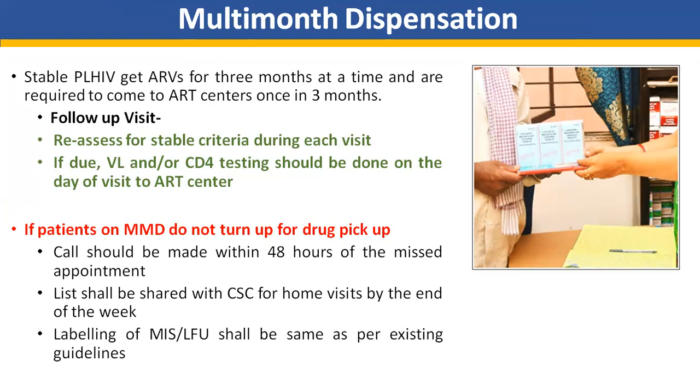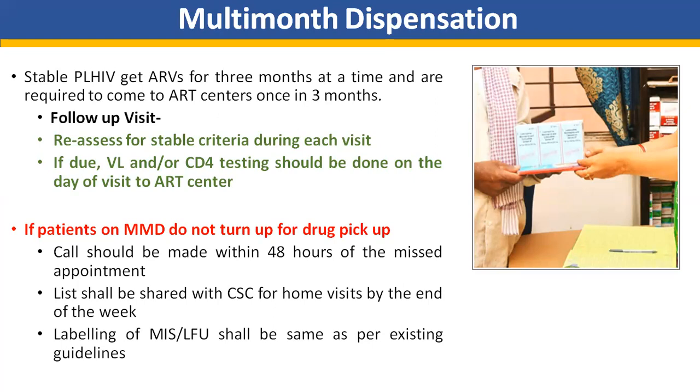But one thing we need to remember: when I am giving my patient the opportunity to have multi-month dispensation, he also has to comply with the treatment protocol. That is, he has to come on the specified date. Since he is coming only twice in 6 months, having been given medicine for 3 months at a go, he should be honoring the date he has to come.